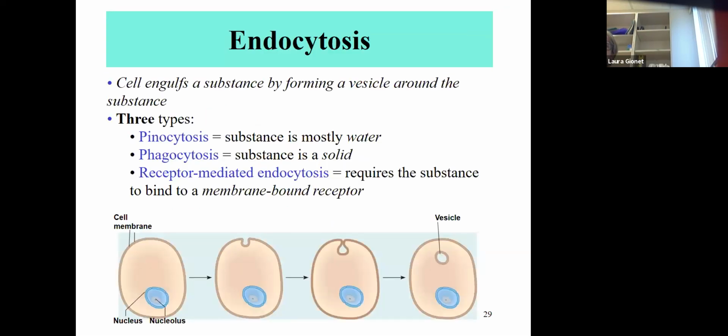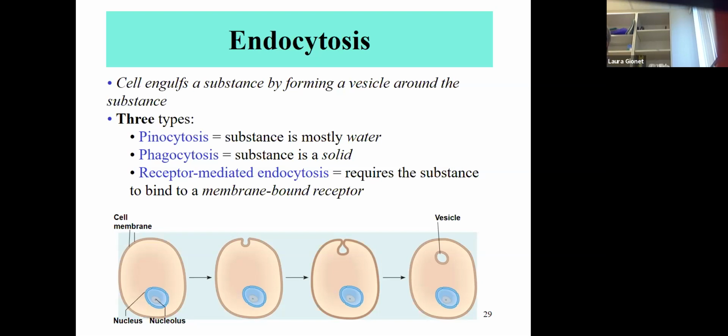So endocytosis is when the cell engulfs something or takes in a substance into the cell, forming a vesicle. We have 3 types: pinocytosis, phagocytosis, and receptor-mediated endocytosis. The difference between pinocytosis and phagocytosis is what you're taking in. If you're pretty much just taking in water, then it's called pinocytosis, or cell drinking. If you're taking in some kind of a solid, especially something like a white blood cell that might be engulfing a virus or a bacteria, it's called phagocytosis.